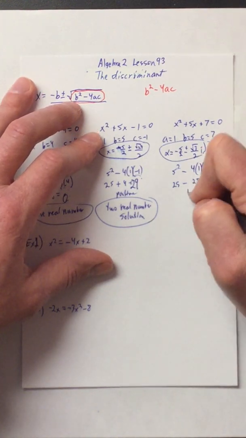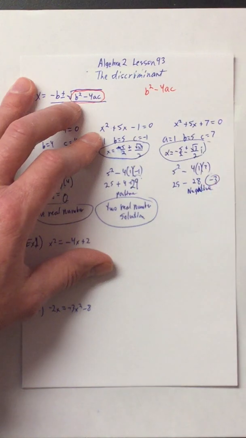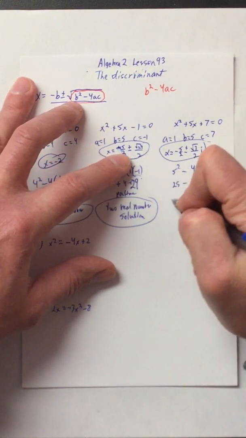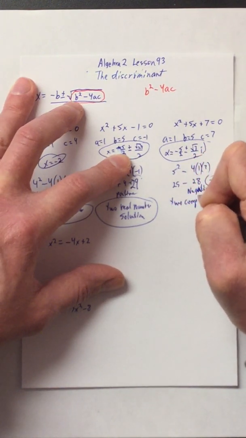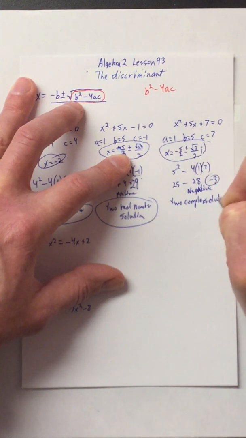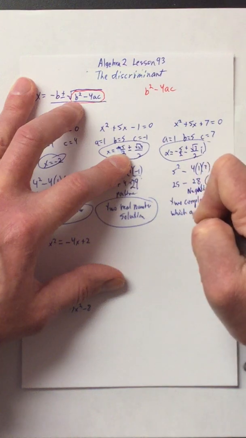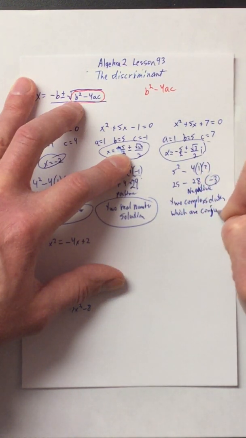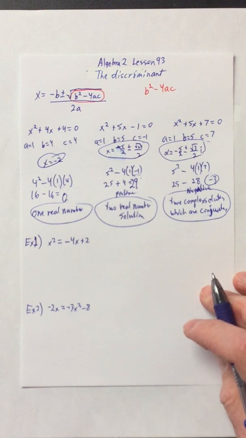If my discriminant is a negative number, then my answer is going to be two complex solutions that are conjugates. All right, there we go.